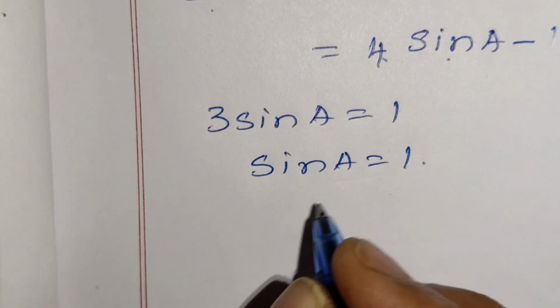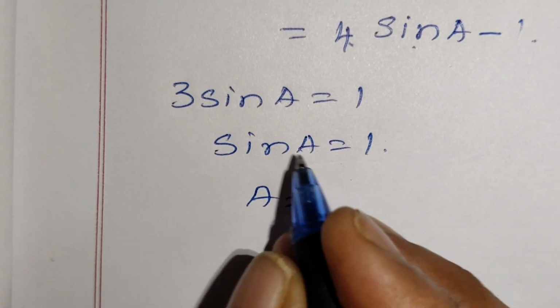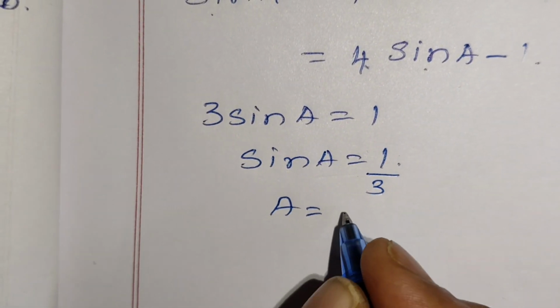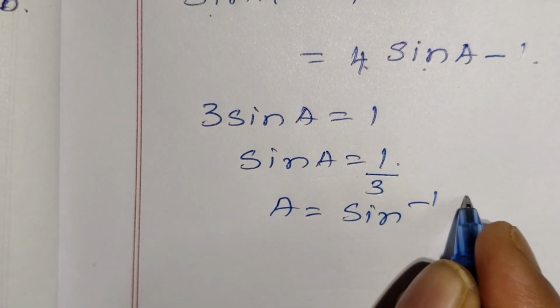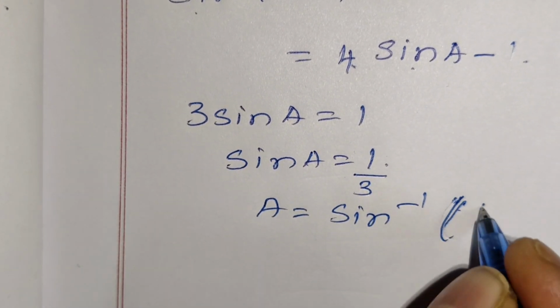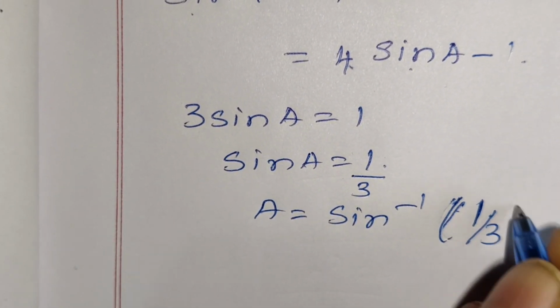Here it is asked to find A. Therefore sin A equals 1 by 3, so A equals sin inverse of 1 by 3.